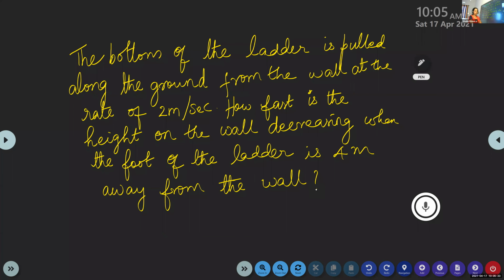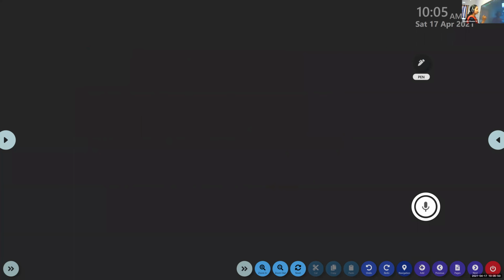Now read the question, children. Listen. A ladder 5 meter long. It is leaning against the wall. Draw the figure, so once you draw the figure, you can understand it clearly. So let AB be the ladder, and the length of the ladder is given as 5 meter.